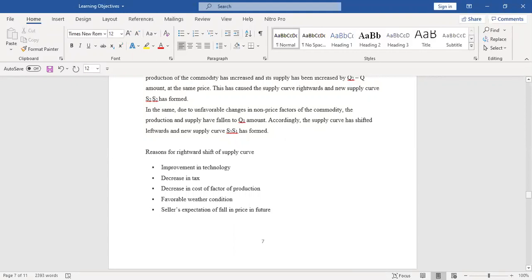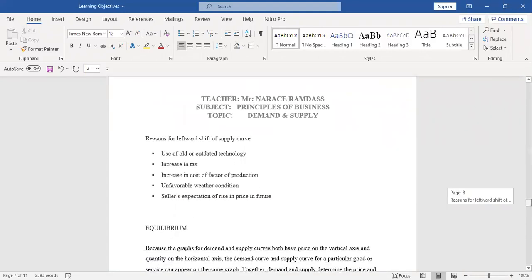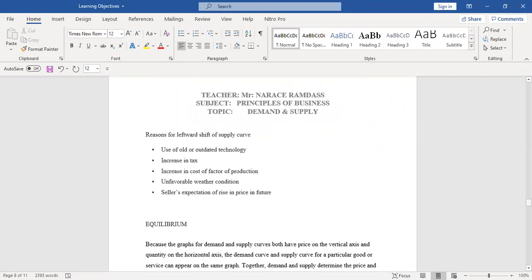So we're going on now to reasons for a leftward shift or an inward shift in your supply curve. The use of old or outdated technology. Now, you all know what I mean by that. Outdated technology means it breaks down fast. It's old. The equipment is old. So every time your equipment breaks down, let's say you're running a machine, you're making a product, and your equipment breaks down 10 times for the day. Isn't that going to adversely affect your supply, guys?